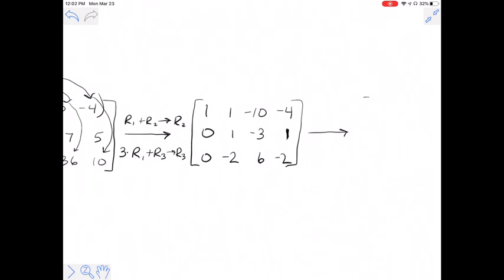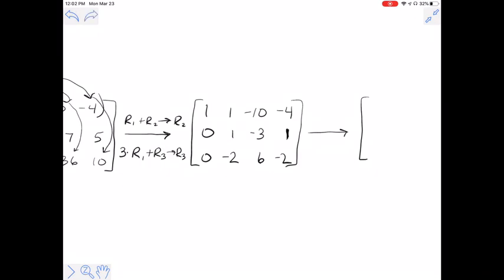Now I've got 1, 0, 0. Then you move over here, and that's supposed to be a 1, which it already is. Now this is supposed to be a 0. So the only thing I can add to -2 to make it 0 is +2, and I can use this 1 right above it to accomplish that.